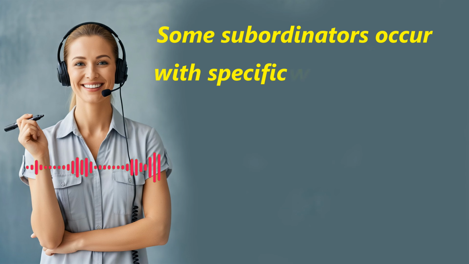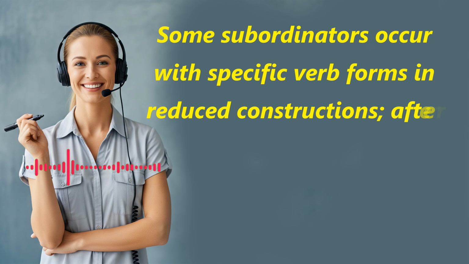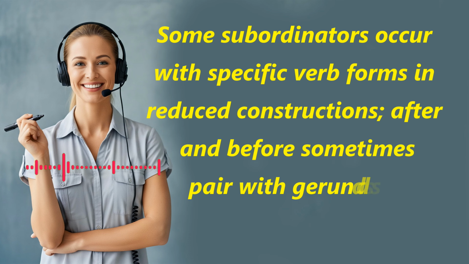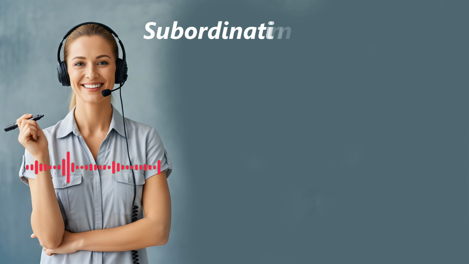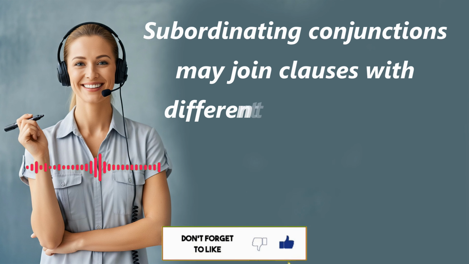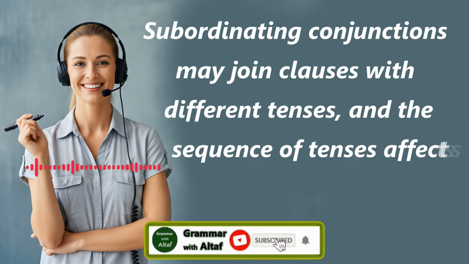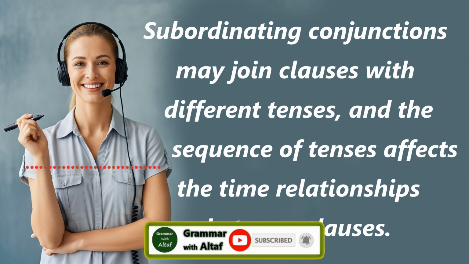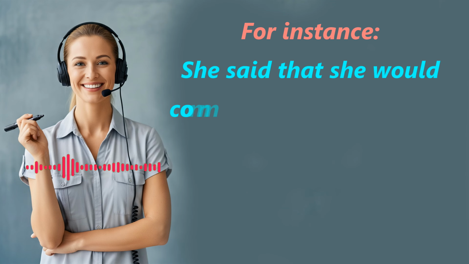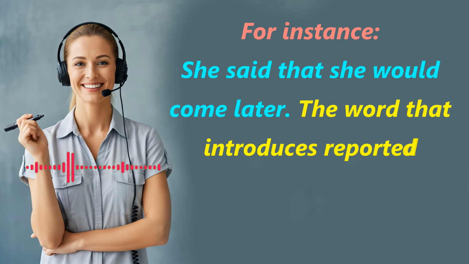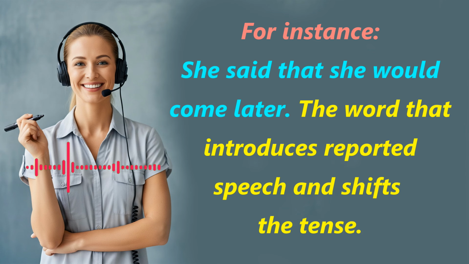Some subordinators occur with specific verb forms in reduced constructions. After and before sometimes pair with gerunds or participles. Subordinating conjunctions may join clauses with different tenses, and the sequence of tenses affects the time relationships between clauses. For instance, she said that she would come later. The word that introduces reported speech and shifts the tense.